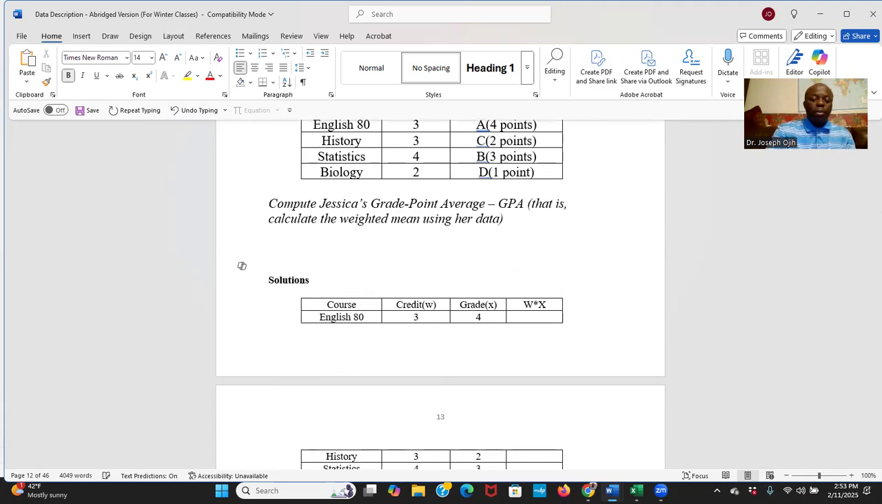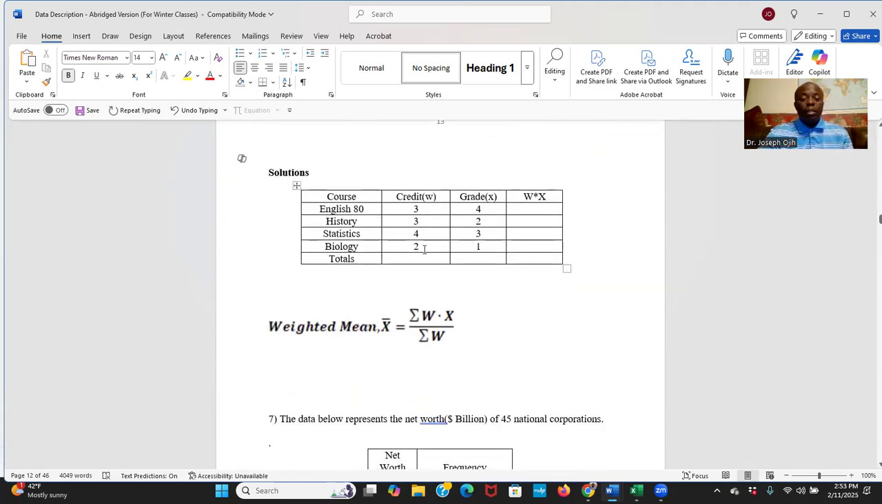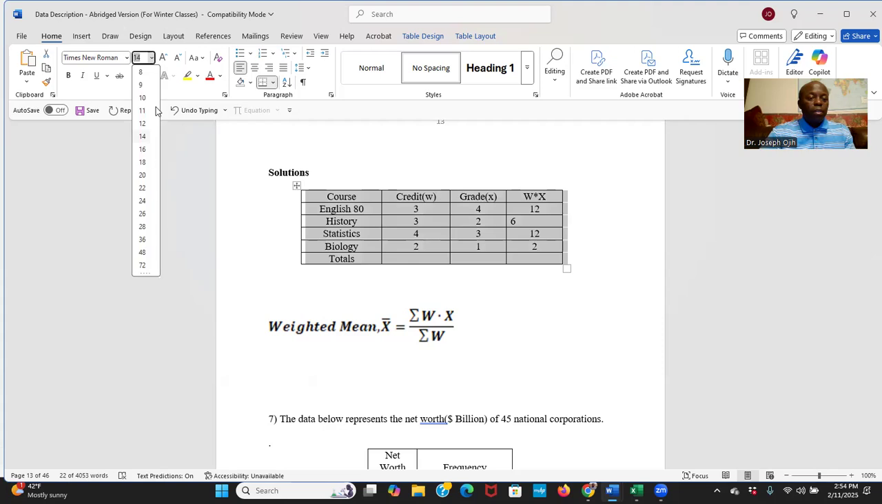So to do that, we now put this information in this table of values, the credit and the grade. Then we need to get weight times the grade. So let me write some of this down. For this, first of all multiply this weight times X. 3 times 4 is 12. 3 times 2 is 6. 4 times 3 is 12. 2 times 1 is 2.